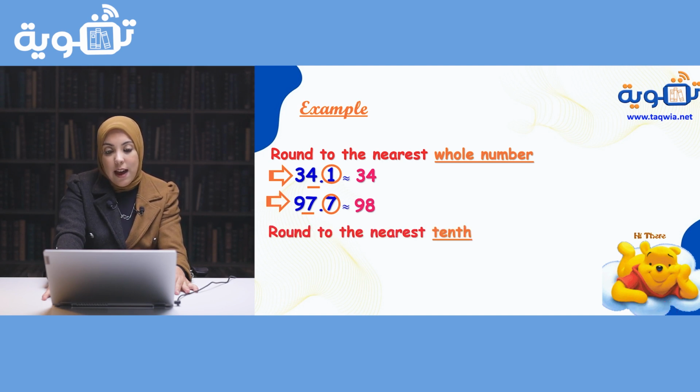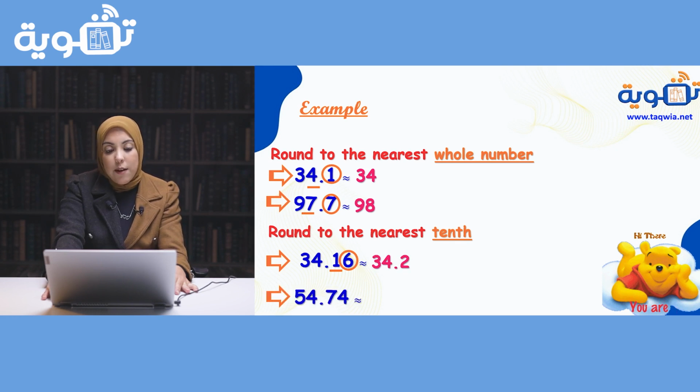Okay, how can we round to the nearest tenth? For example, we have 34 and 16 hundredths. We underline the tenth place and circle the digit to the right. Is 6 weak or strong? Strong. So we raise the underlined digit to be 34.2.